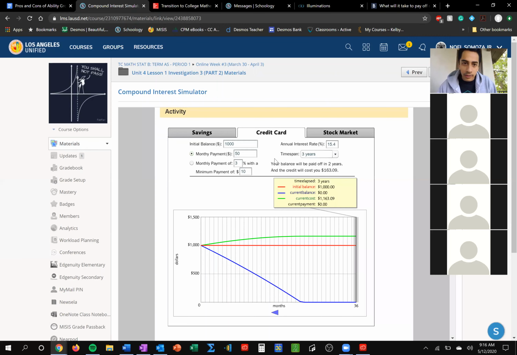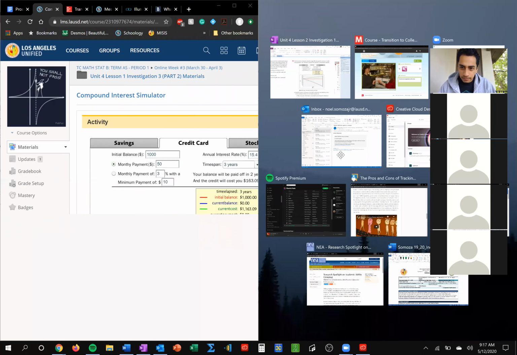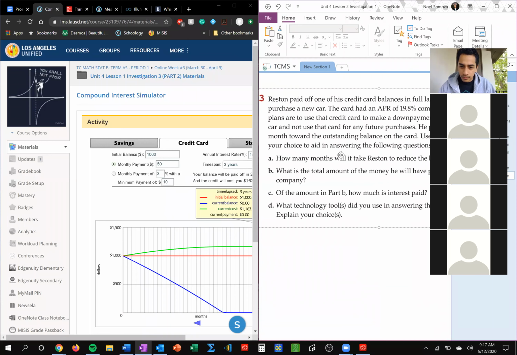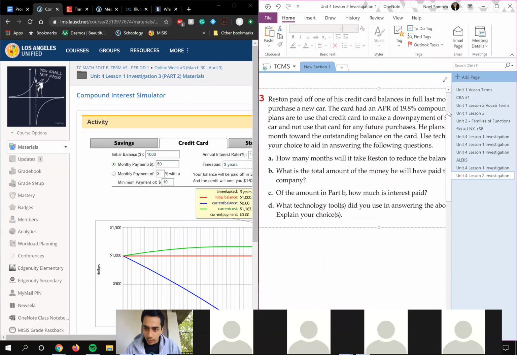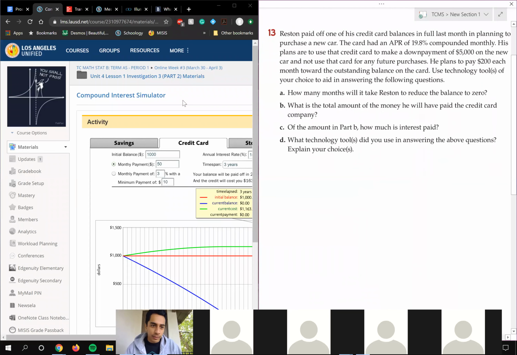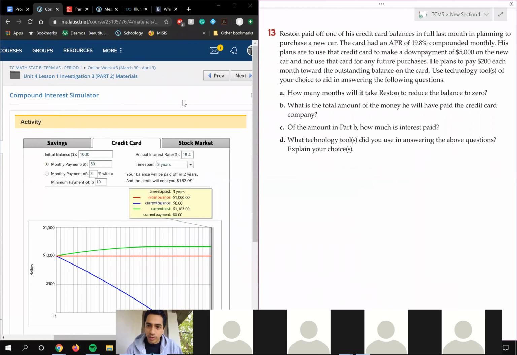So let me maybe do a dual screen so we can see this and the problem at the same time. Okay, so he paid off his credit card balance in full last month, planning to purchase a new car, and now they're cutting the grass in the background. Oh my gosh, today is just not going my way.